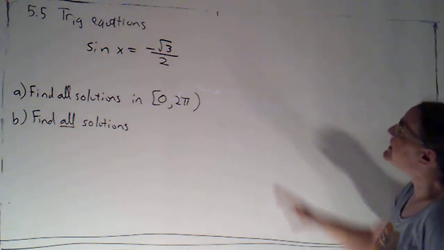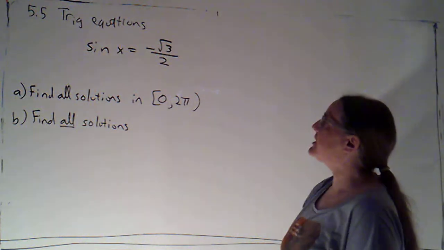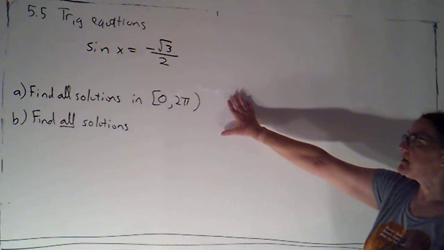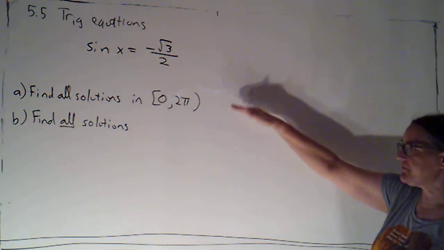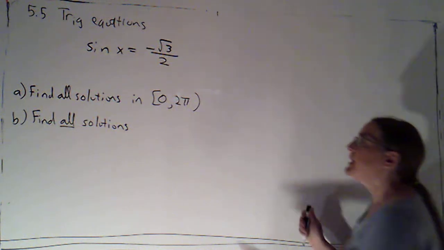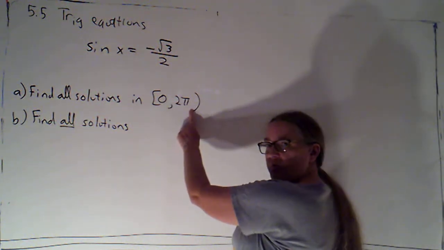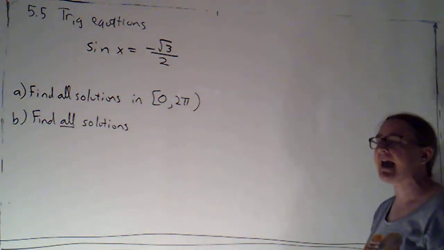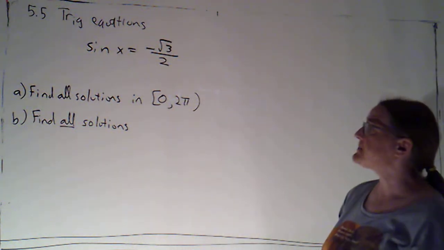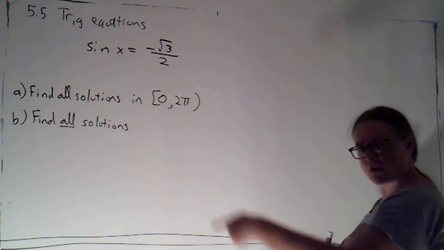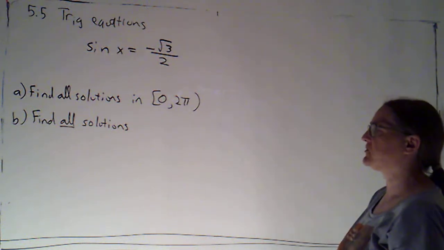All right. Now, for this particular problem, I'm giving us the trig equation sine x equals negative root 3 over 2, and I'm giving us directions in 2 parts. First of all, we're going to find all solutions in 0 to 2 pi. Notice 0 is included, but 2 pi is not. So there are actually no coterminal angles in that interval, and that interval corresponds to 1 period of sine, which happens to correspond to 1 rotation around the unit circle.